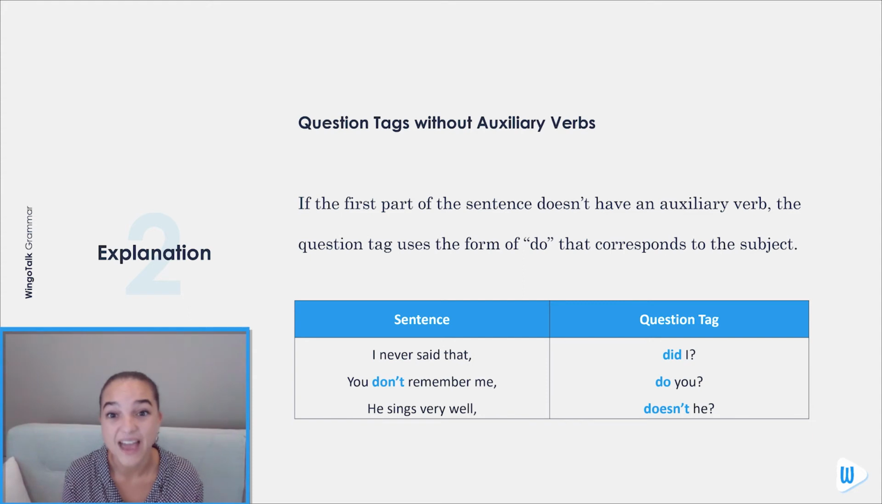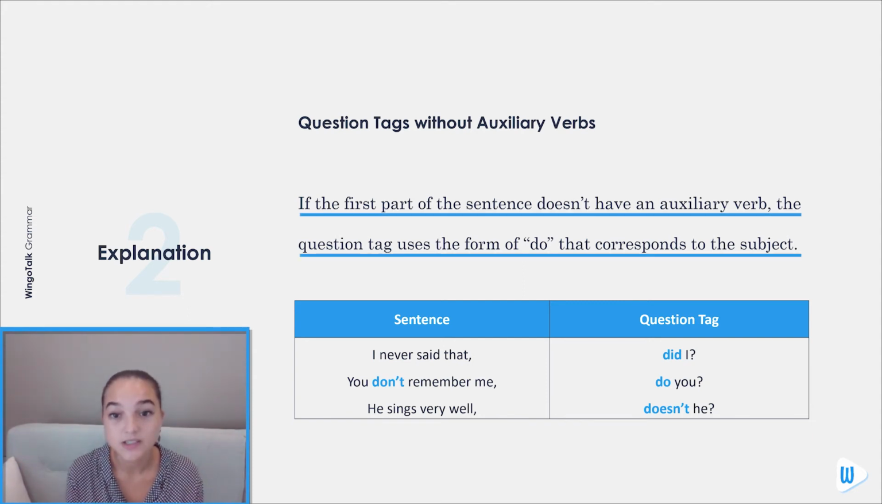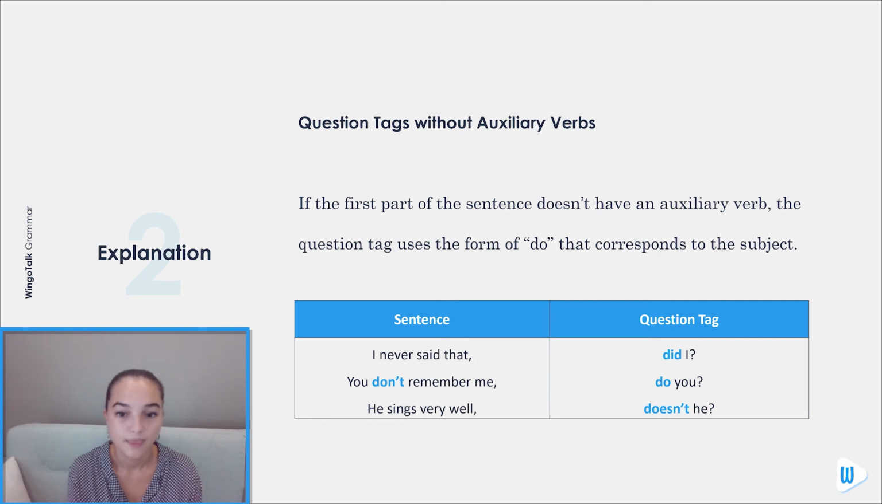Question tags without auxiliary verbs. If the first part of the sentence doesn't have an auxiliary verb, the question tag uses the form of do that corresponds to the subject. For example, I never said that, did I? You don't remember me, do you? He sings very well, doesn't he?